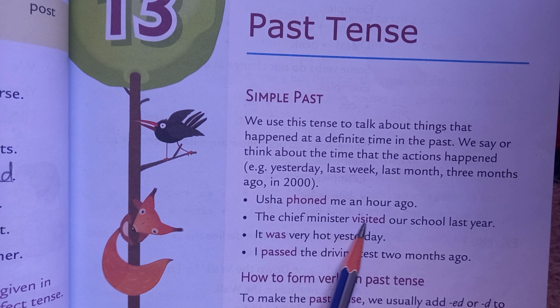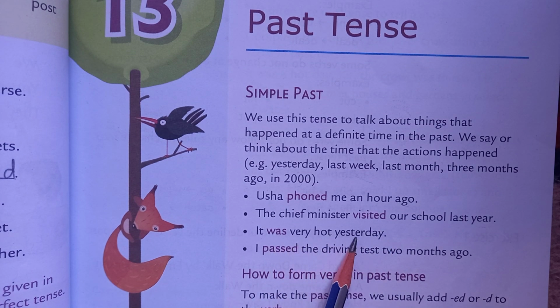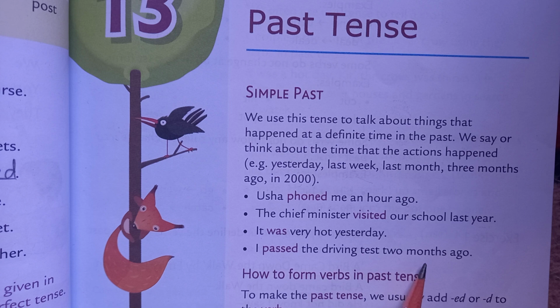The chief minister visited our school last year. Now again see, visited is used for the past and the time is last year. So it shows that in this tense we have to tell the time also. It was very hot yesterday. Now was used for the past and yesterday shows the time. I passed the driving test 2 months ago. Now passed is V2 used for the past tense and 2 months, that is time.